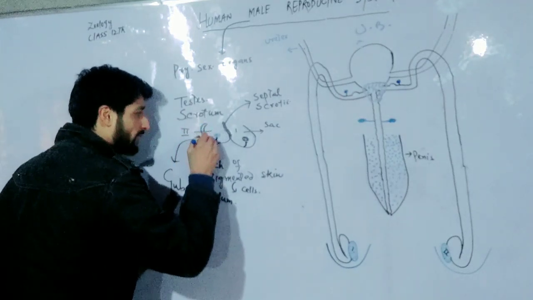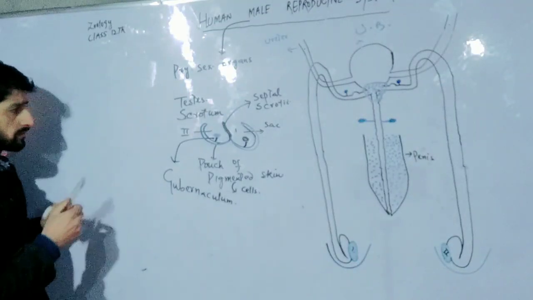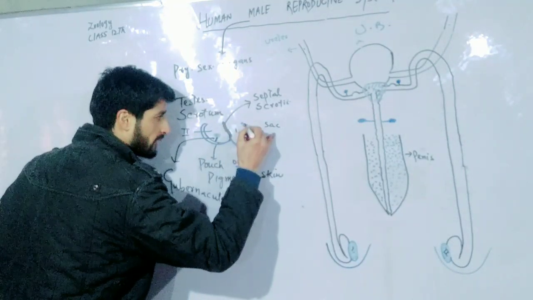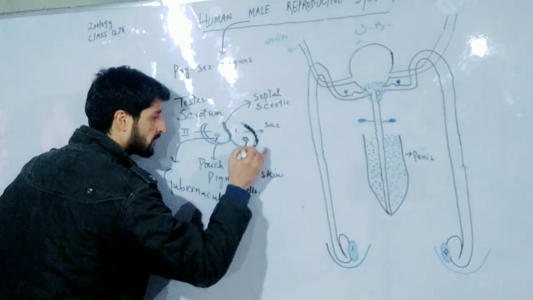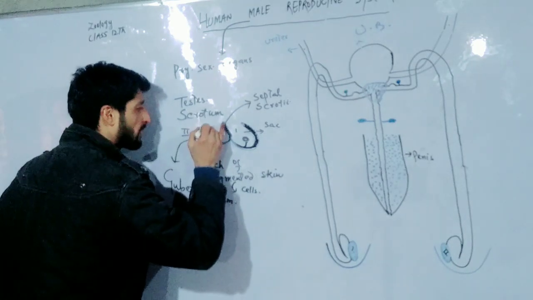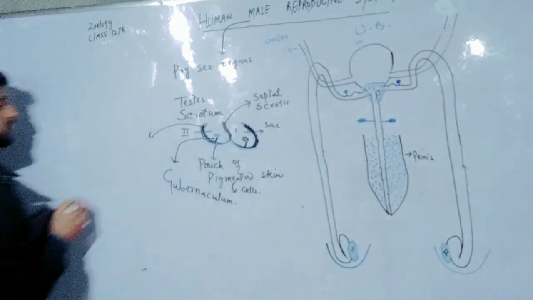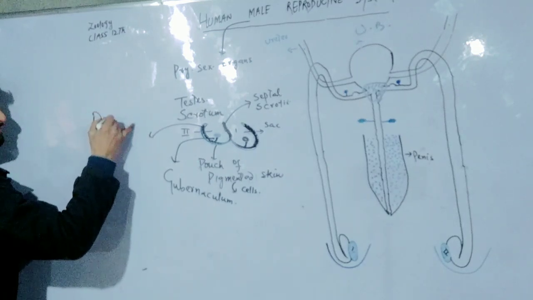This scrotum also contains special types of muscles. Here it is dermis. So these muscles are actually known as dartos muscles.